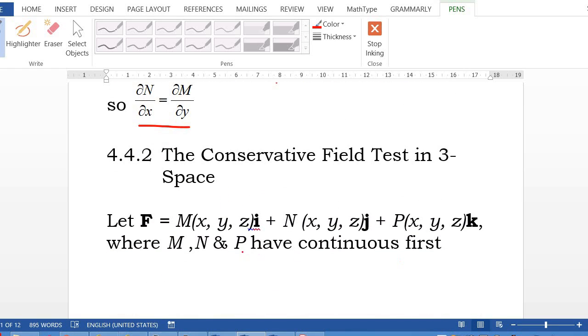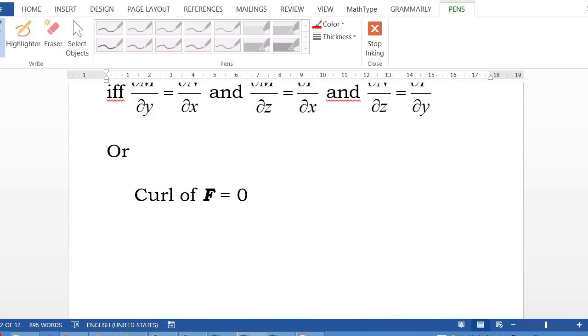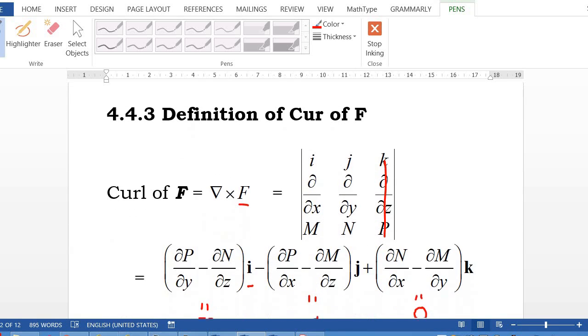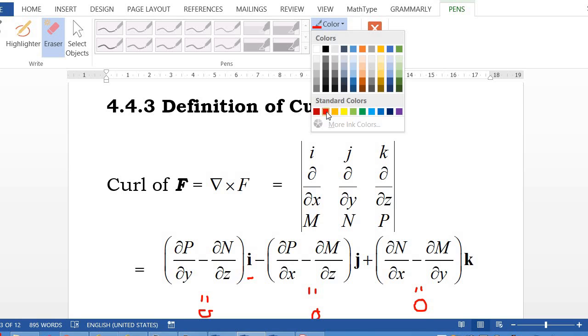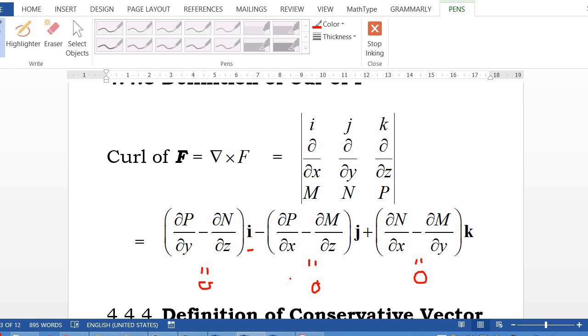Okay, if in 3D space, then your F has up to the component k, which is P(x,y,z)k. Hence, again to test whether the vector F is conservative, you need to prove that the curl of F is equal to the 0 vector. For a 3-dimensional vector, the curl of F, you have del, which is a differential operator. If F is 3 dimensional, then del is ∂/∂x i plus ∂/∂y j plus ∂/∂z k, cross with the vector F consisting of M i, N j plus P k. The cross product will give a vector.